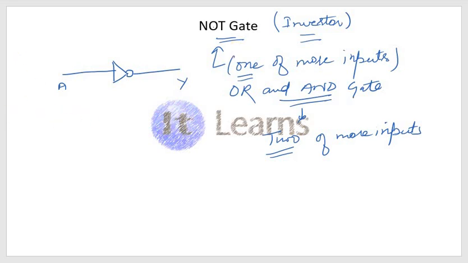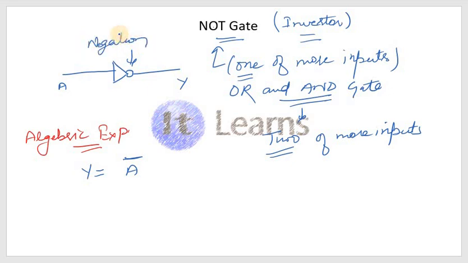Now the algebraic expression for NOT gate is: the output Y is the complement of input A. So whatever goes in, the complement of that, or the negation of that, comes out as an output, and this bubble here represents the negation of the input.